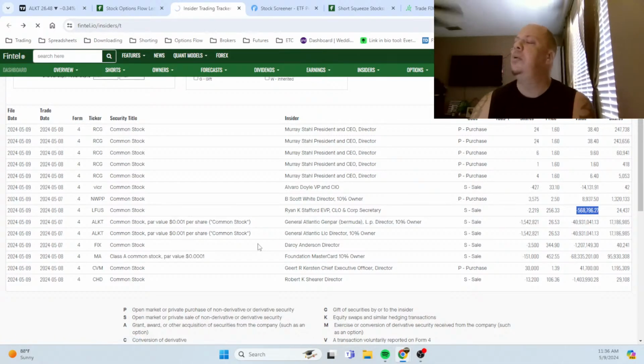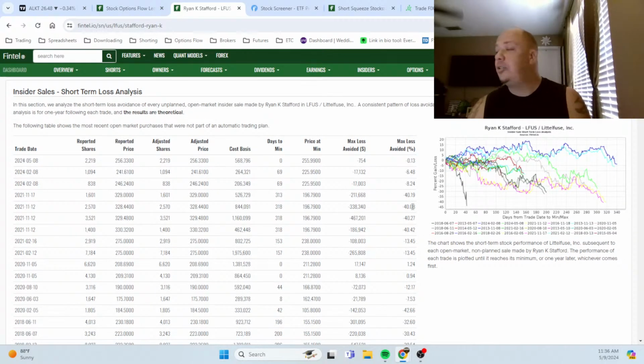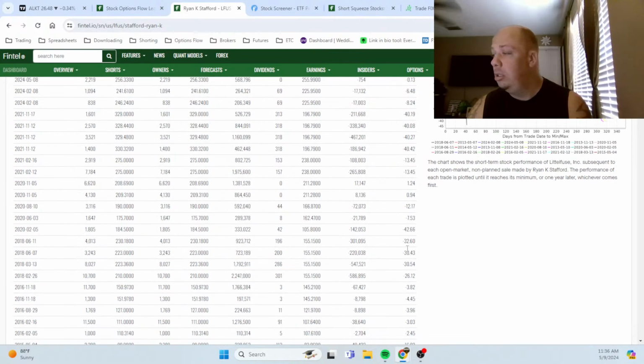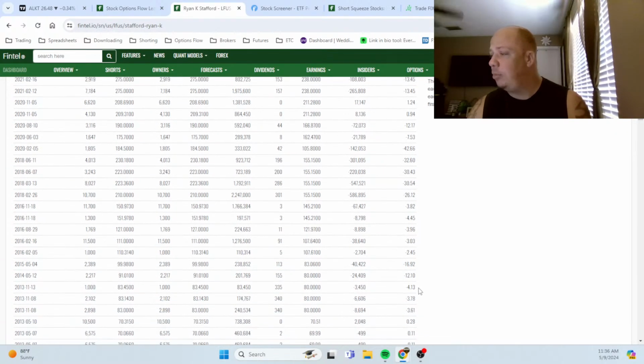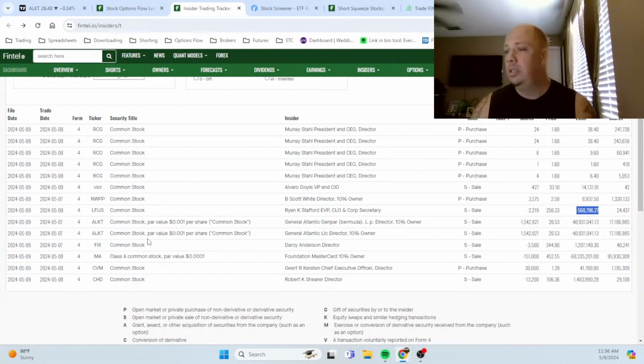So Mr. Stafford, what are you up to? All right, so when he takes trades, he avoids loss pretty well. There's only been a couple times he's been wrong. Right and wrong, right and wrong. When he's wrong, he's only wrong by a little bit, but when he's right, he avoids a massive amount of loss.